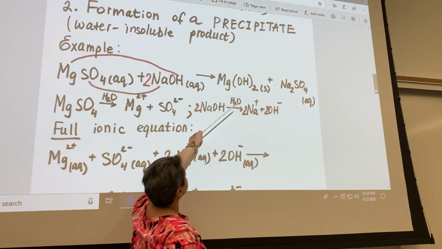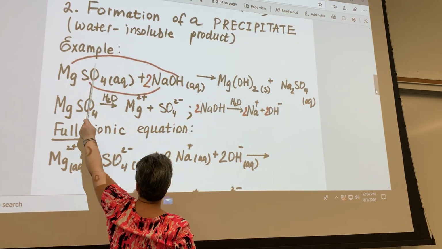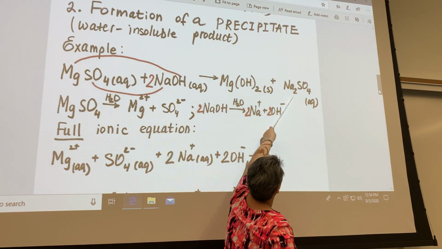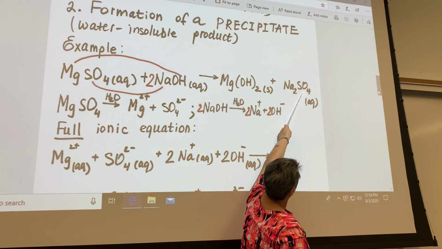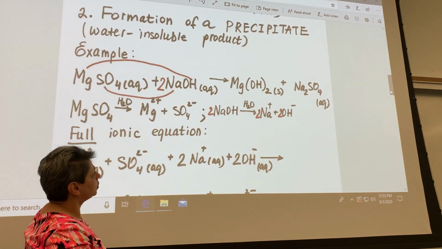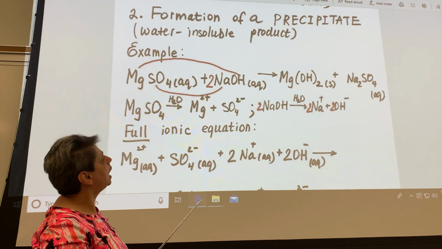These subscripts do not get carried over. For example, here sodium did not have a subscript, and here it does. This is because it's paired up with an ion of a different charge than before. And so it's important for you to keep that in mind.